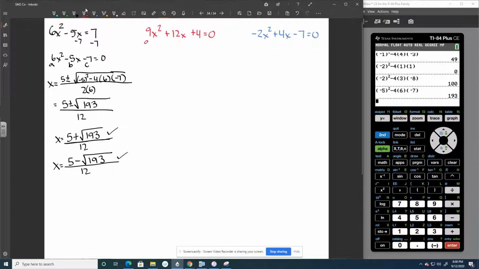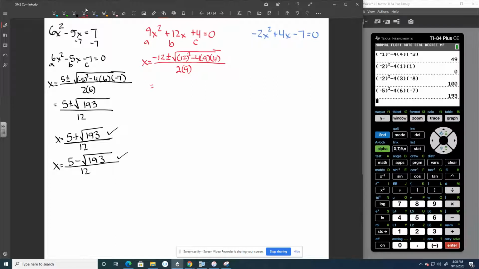So this is my A, this is my B, this is my C. And I think this is the first time our B was a positive, which means when I write my quadratic formula, since I take the opposite of B, I'm going to make this -12 plus or minus the square root of 12 squared minus 4, parenthesis A, parenthesis C, all over 2 times A, which is 9.